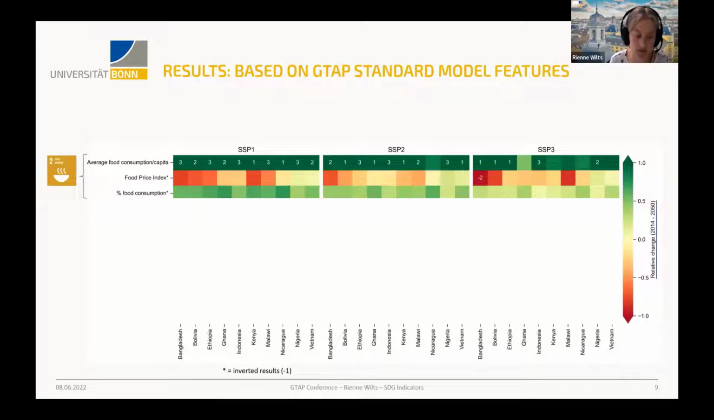So we see here the relative change over time from 2014 to 2050 for the different countries, which are here the 10 low and low middle income countries, and for the different SSPs. You see that the scale is set from 1 to -1 in order to allow to see changes that are smaller, and the larger changes are then marked with the respective number in the respective cell of the country in the indicator.